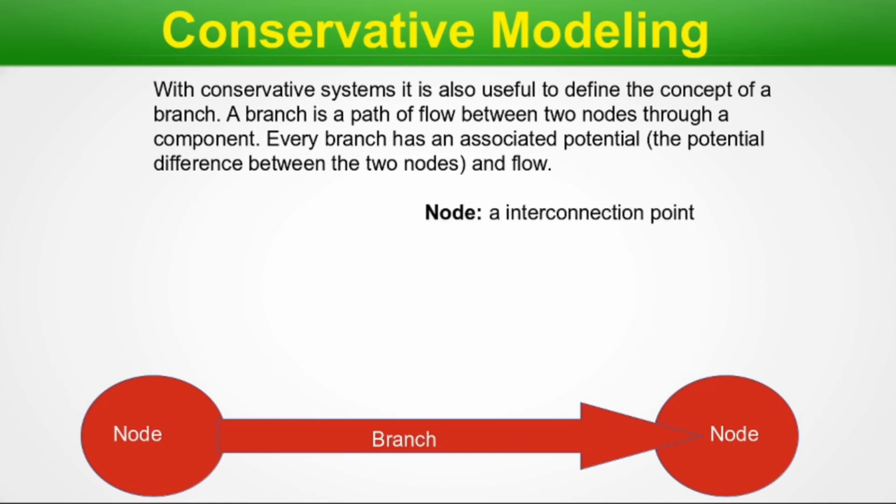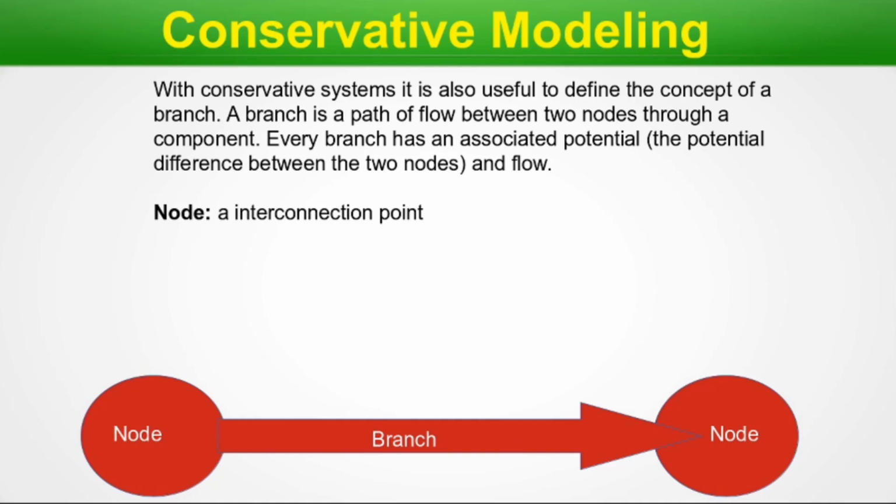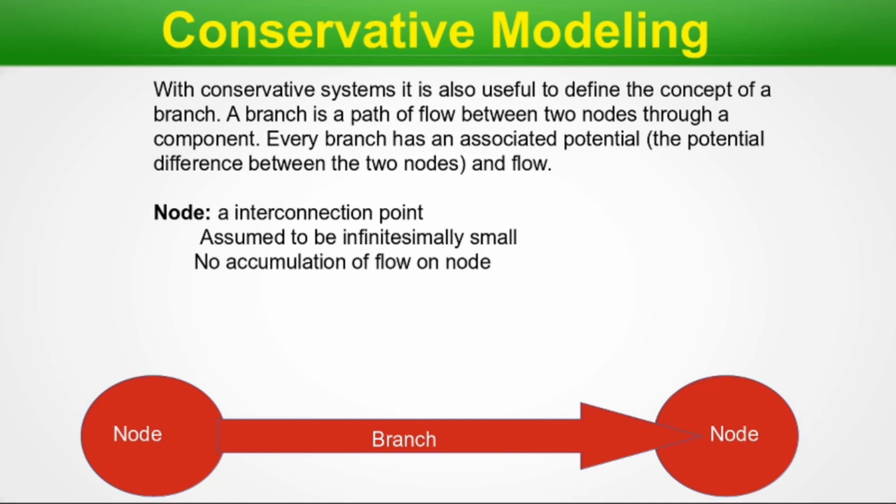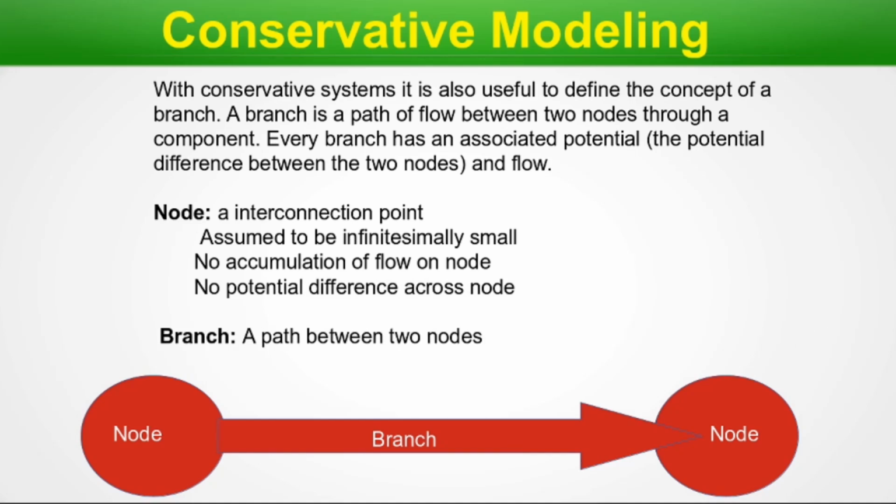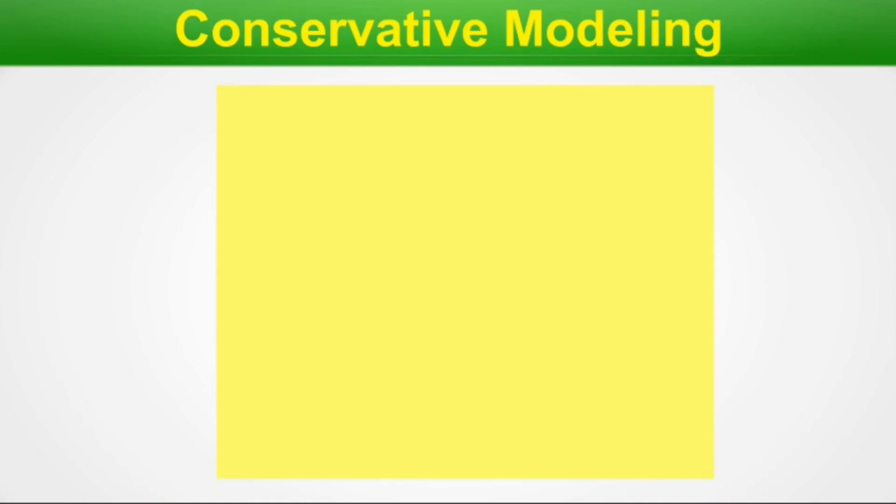Now let's see the nature of the node and details. A node is an interconnection point assumed to be infinitesimally small. No accumulation of flow on the node. No potential difference across the node. Branch, a path between the two nodes. No accumulation of flow on the branch. So at nodes there will not be a potential difference, and in a branch accumulation will not be there, but at the two ends we will see the potential difference.